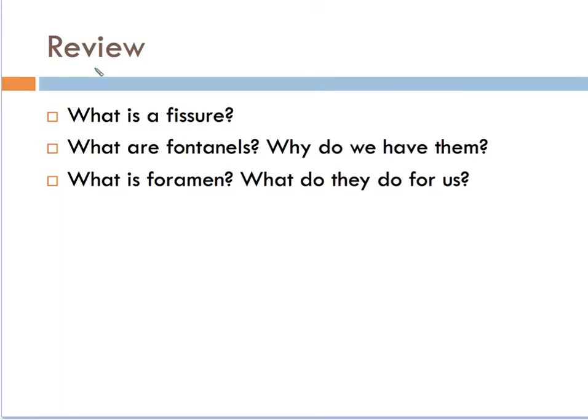So really quick, what is a fissure? What are fontanelles and what is a foramen? Why do you have fontanelles and what do foramen do for you? Those are your questions to answer. When you hit play, we'll go to the next slide.